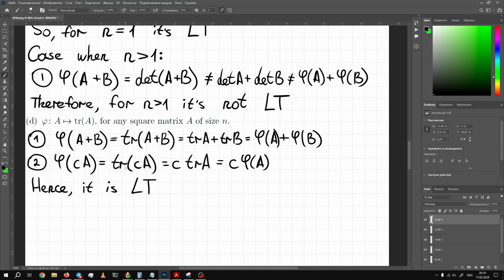The transformation of C, sorry guys, it's the trace, of course, trace of C multiplied by A, and by the properties of trace, we can write it in this form. You can check it, it's really easy to prove. So hence it is a linear transformation.